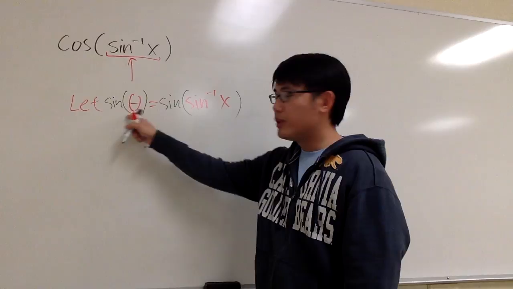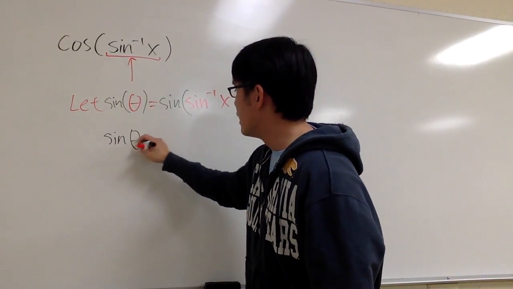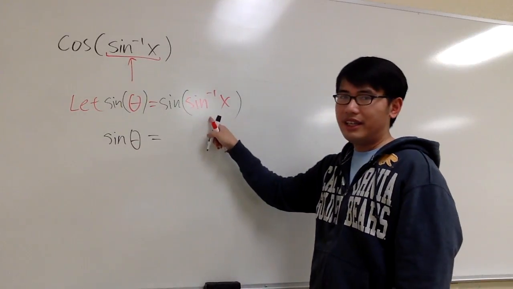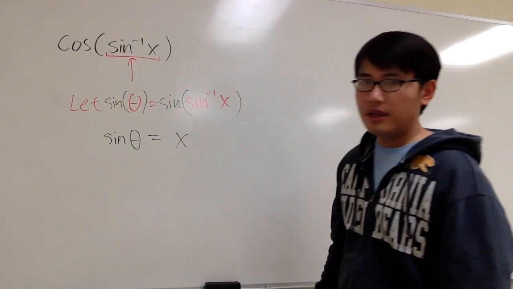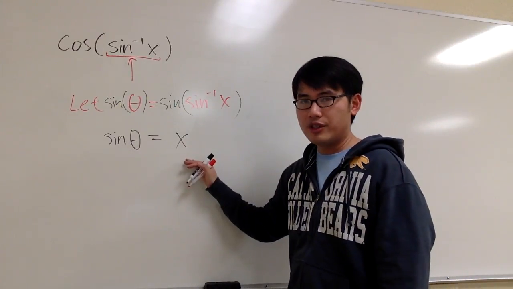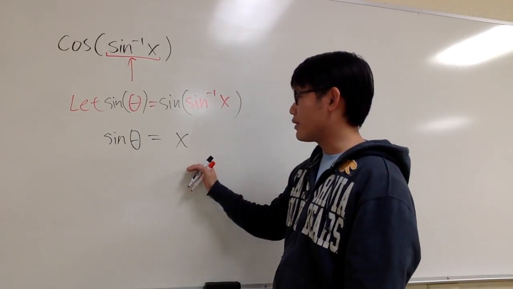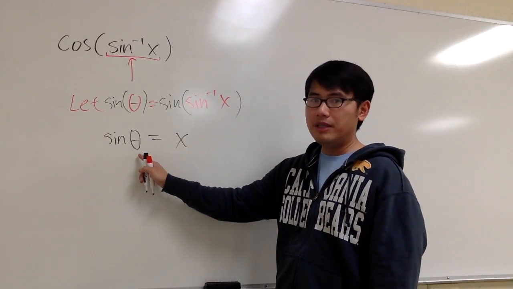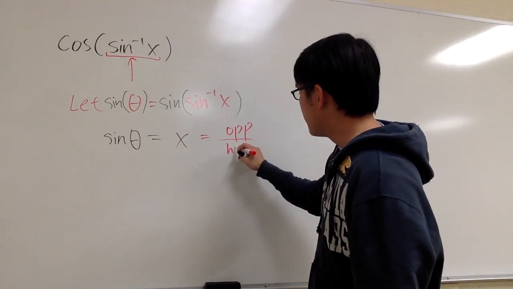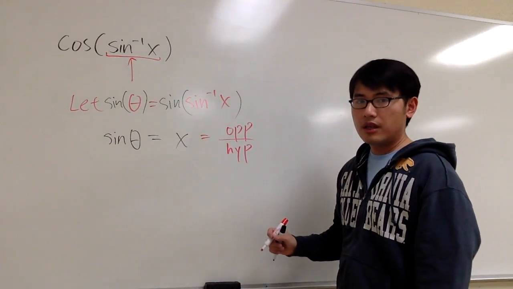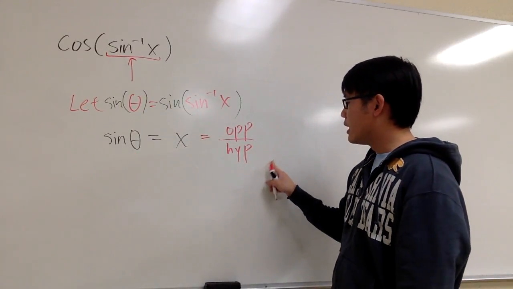This way, I can look at this equation as sine theta equals, the original and the inverse cancel each other out. I will just have an x left right here. And based on this information, we know we can come up with a right triangle. Because in terms of a right triangle, sine of an angle means that we have the opposite side over the hypotenuse. So sine of an angle is equal to opposite over hypotenuse.